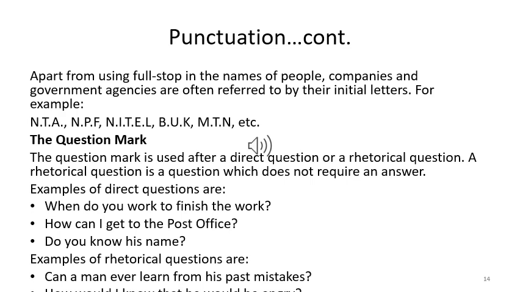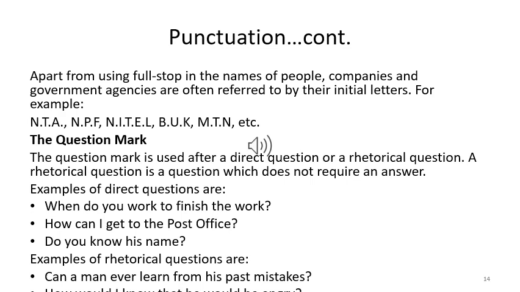Now, the next punctuation mark is the question mark. And the question mark is used after a direct question or, sometimes, a rhetorical question. A rhetorical question is a question which does not require an answer. For example, when you say, "Are you serious? Do you mean it?" So these are rhetorical questions. Now, examples of direct questions are: when do you want to finish the work? How can I get to the post office? Do you know his name? And stuff like that. Any question that you ask ends with a question mark.